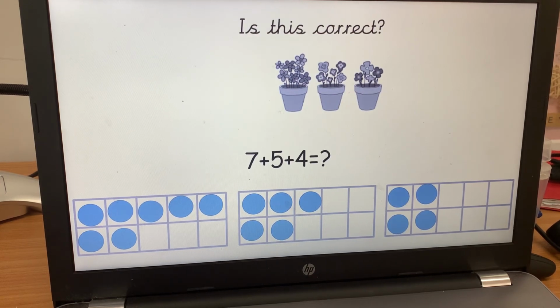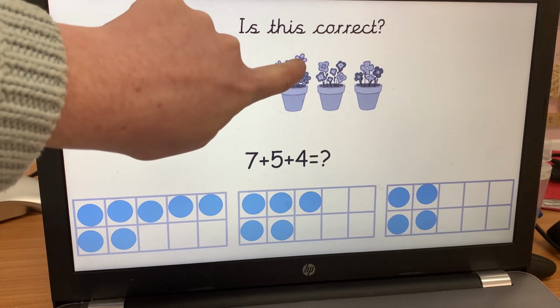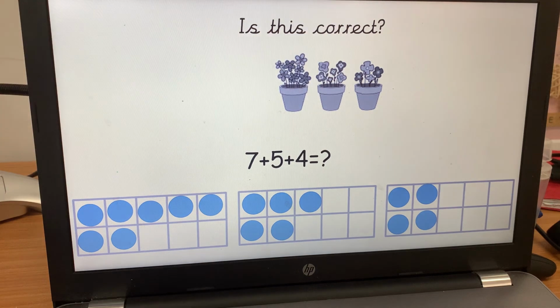Is this correct? I've said 7 add 5 add 4. Is that correct? So have a little look. 7 add 5 add 4. Is that correct? Well, what I've done here is I've miscounted, something that lots of you do. So I can check 1, 2, 3, 4, 5, 6, 7. There is 7 in this plant pot. 1, 2, 3, 4, 5, 6. And I've said there's only 5. So it's really important to make sure you are counting accurately. Count again if you miscount, because otherwise you will get the wrong answer.